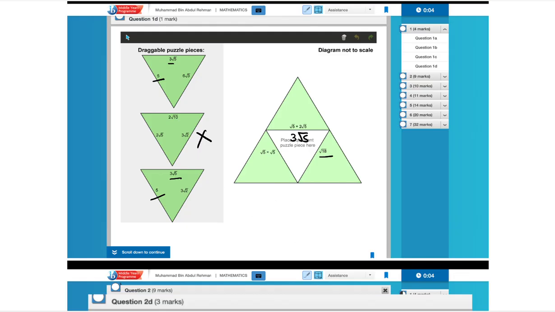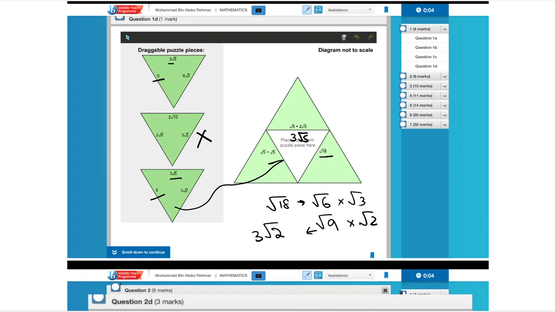It can either be written as under root of 6 times under root of 3, or it can also be written as under root of 9 multiplied by under root of 2, and we know that under root of 9 is 3, so this can be written as 3 root 2, right? So automatically we know that this would be the final answer. Okay, I hope this makes sense.